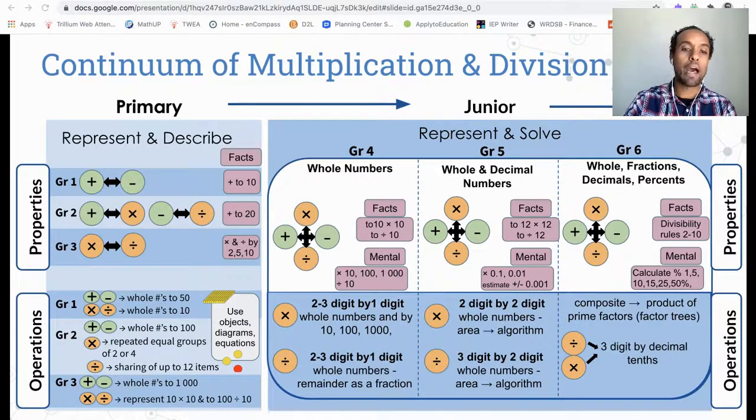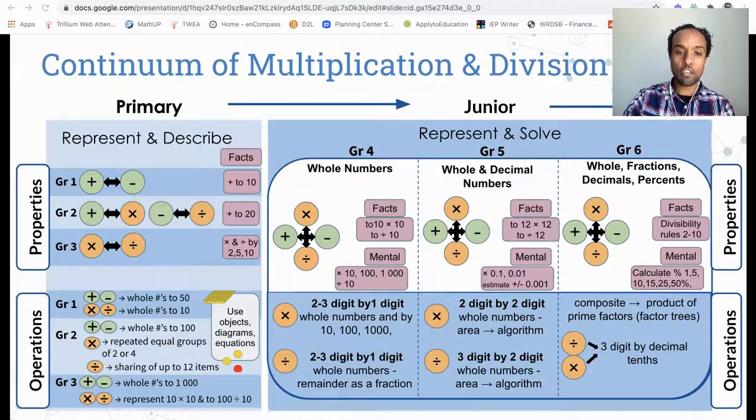And in the mental math category, students in grade 4 are engaging with multiplying and dividing base 10 values, 10, 100, and 1,000. And in grade 5, you see that progress to dealing with base 10 values in the decimal tenths and decimal hundredths. And in grade 6, they're engaging with percentages, these friendly percentages of 1, 5, 10, and so on. That completes the property section. We move down to operations.